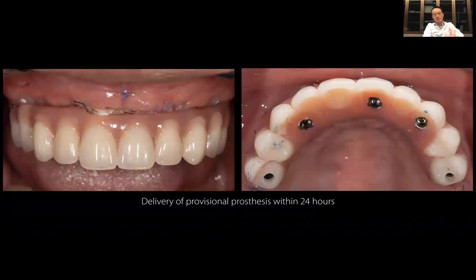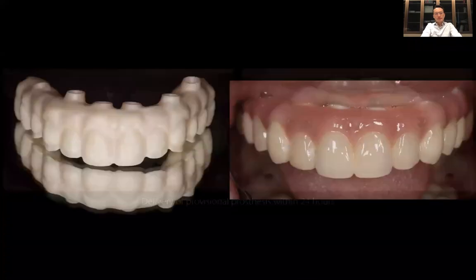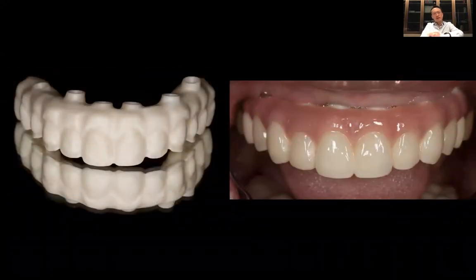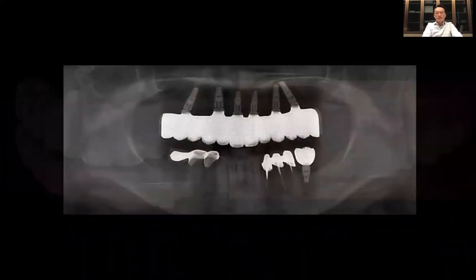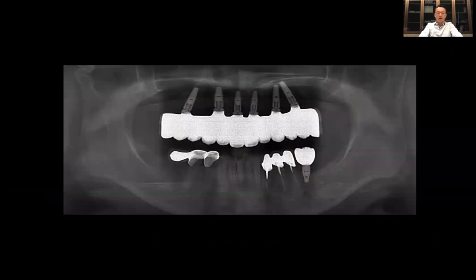So this was the prosthesis delivered the next day. So usually I have the temporary prosthesis delivered within 24 hours of the surgery. And after 4 months, I was able to start the prosthetic phase. And in this particular case, I did a full arch zirconia prosthesis, screw retained for the patient. And then this was the panoramic image.